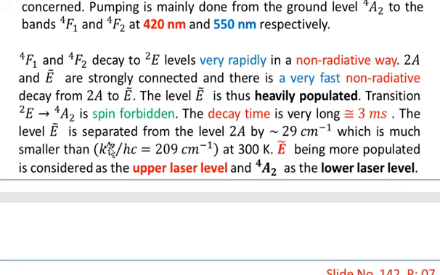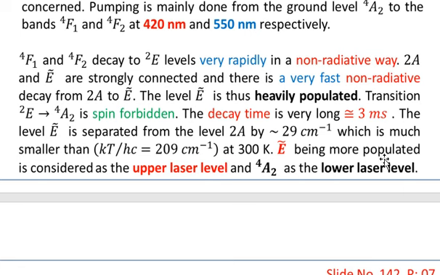The level E prime is separated from the level 2A by 29 centimeter inverse, which is much smaller than kT divided by hc, which is equal to 209 centimeter inverse. So this corresponds to thermal energy in centimeter inverse. That's why, to obtain the thermal energy in centimeter inverse, I have divided kT by hc. So kT divided by hc will give you 209 centimeter inverse, which is much larger at 300 Kelvin.